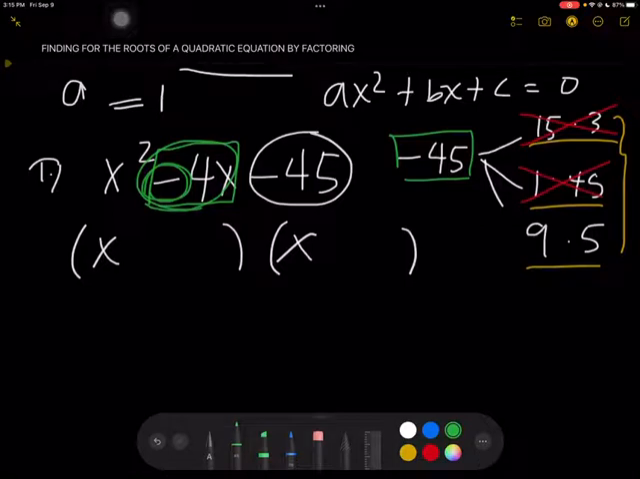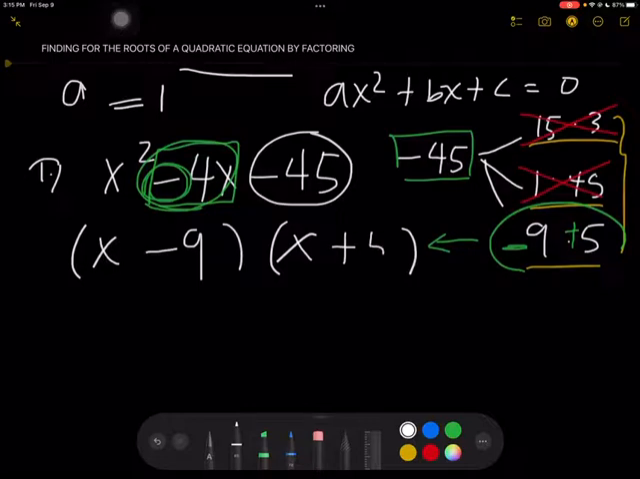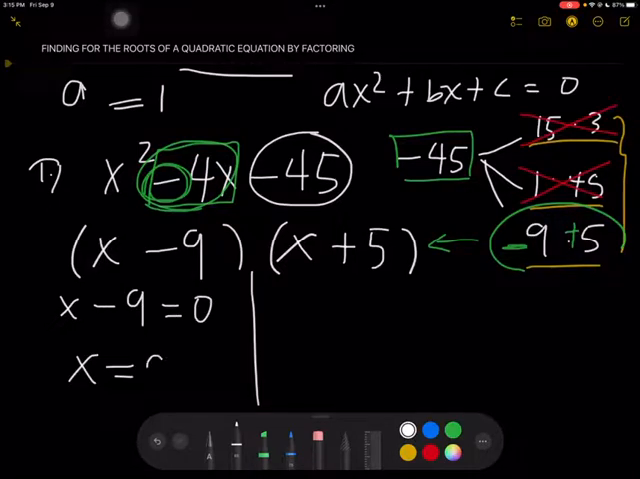Now, the sign of the middle term will always be carried by the bigger factor, which in this case is 9. So your 9 will be negative, and since the value of our c is negative, our 5 will be positive. And then putting this in our parentheses, we have x minus 9 and x plus 5. And let's equate it to 0, solving it. Solving the roots, we have x is equal to 9. And x plus 5 equals 0.